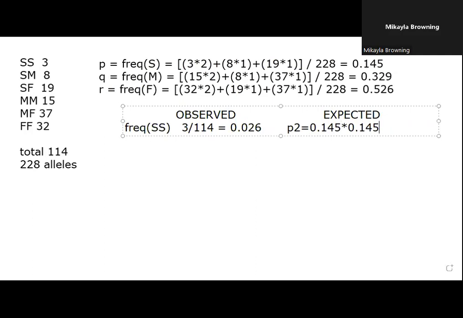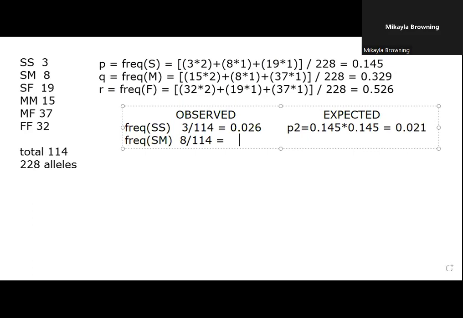All right, our expected is 0.145 times 0.145, which is 0.021. Okay, so far, so good. Frequency of SM, the observed, is 8 divided by 114, which is whatever it is.